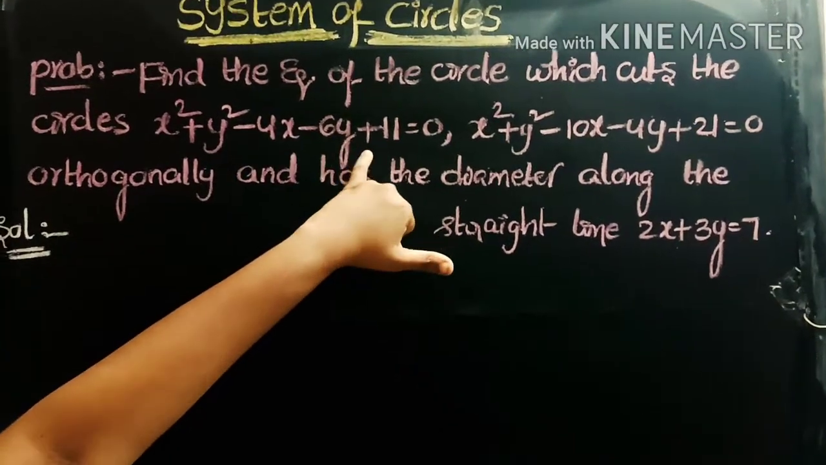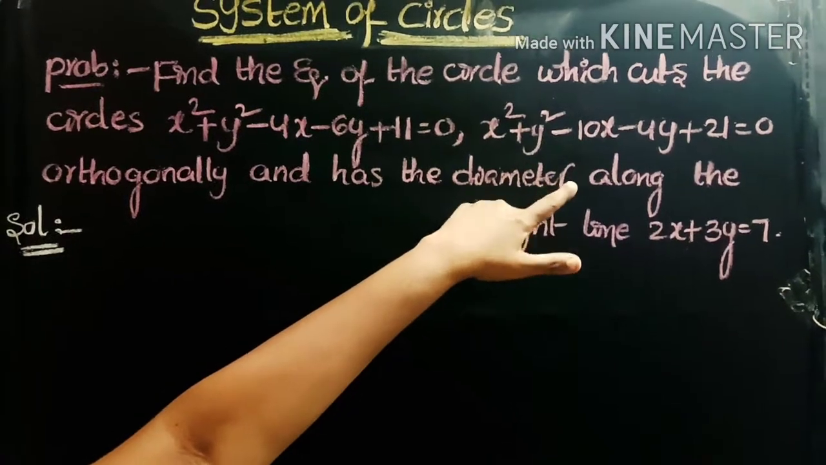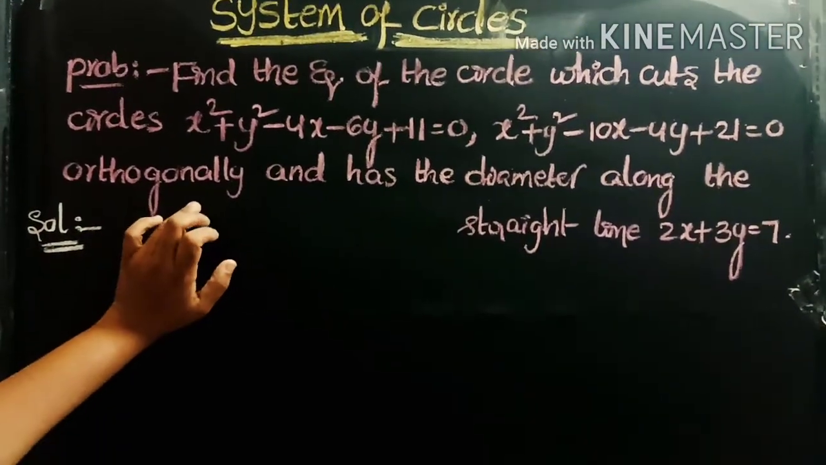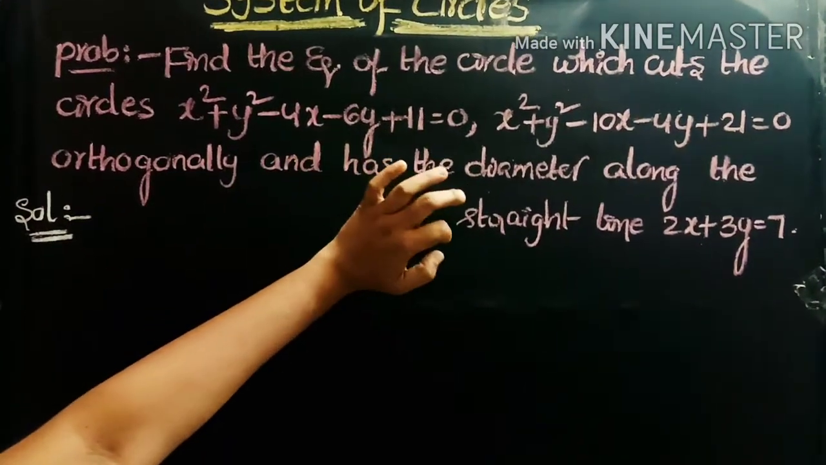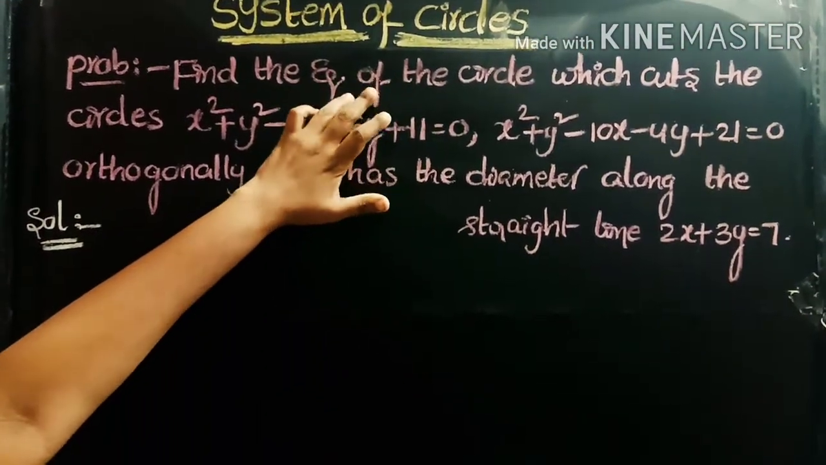Now, find the equation of the circle which cuts the circles x square plus y square minus 4x minus 6y plus 11 is equal to 0 and x square plus y square minus 10x minus 4y plus 21 is equal to 0 orthogonally and has the diameter along the straight line 2x plus 3y is equal to 7. Find the equation of the circle. We want the circle equation.